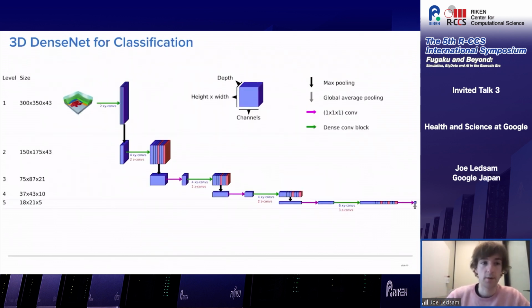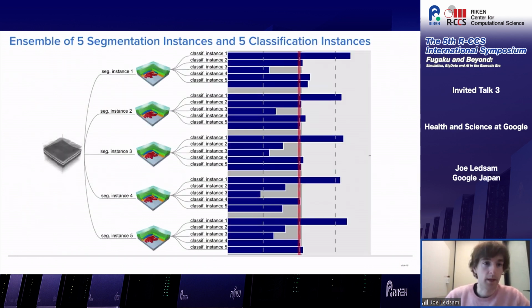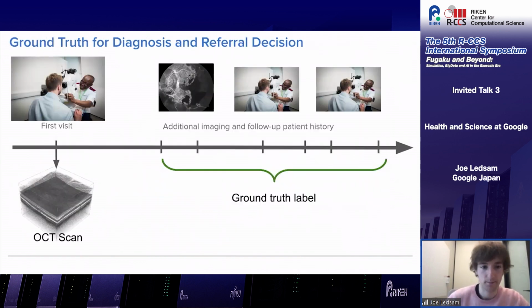The classification network was a 3D DenseNet, and we end up then with these 5 segmentation models, 5 classification model instances per segmentation, ultimately 25 different predictions for each diagnosis. And again, we can see the fluctuations in the confidence actually reflecting a confidence score in how likely the model is to be correct.